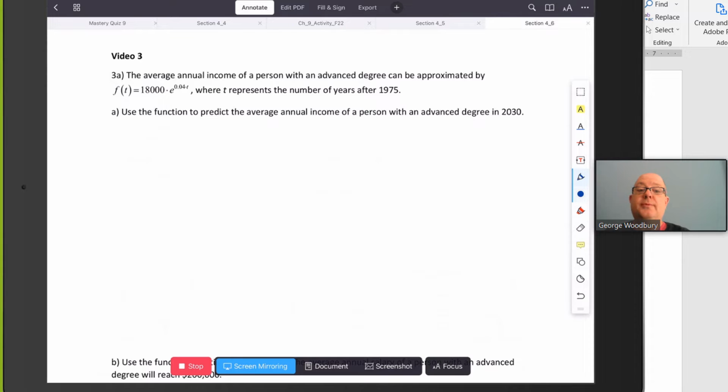Hi, I'm George Woodbury from College of the Sequoias, and in this video we're going to take a look at working with a function that's exponential that was given to us to work with. So rather than coming up with the model, it's already given to us.